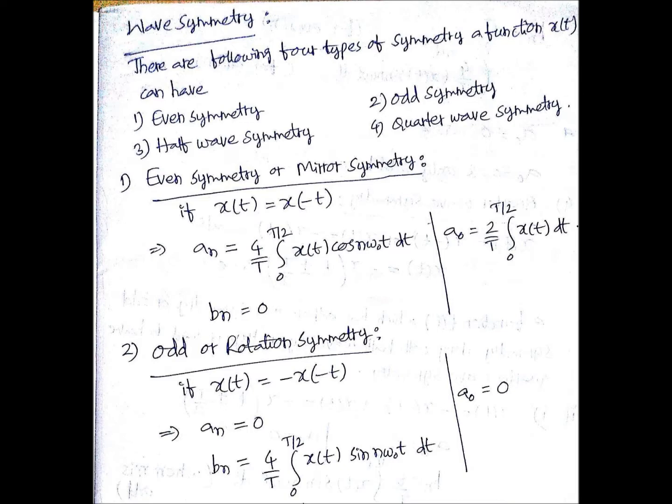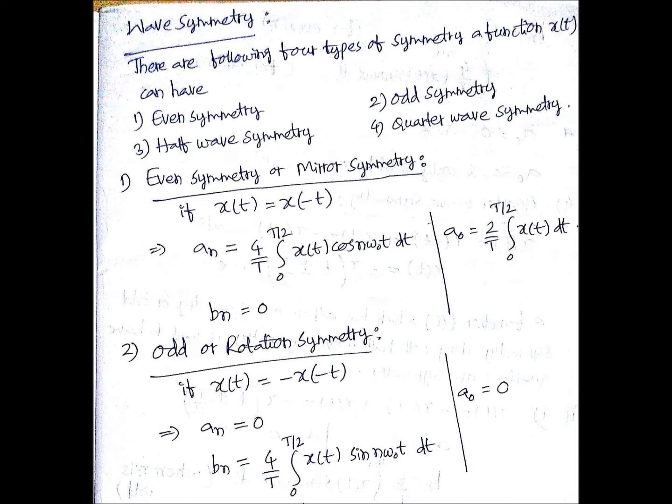If you try to find bn for this kind of waveform, you will easily get it. But before finding bn, you can already say that bn is 0 for an even symmetry wave, right? That is the advantage of knowing all these concepts.